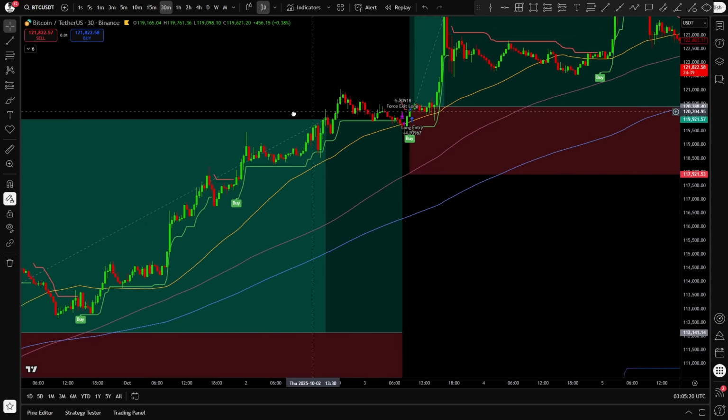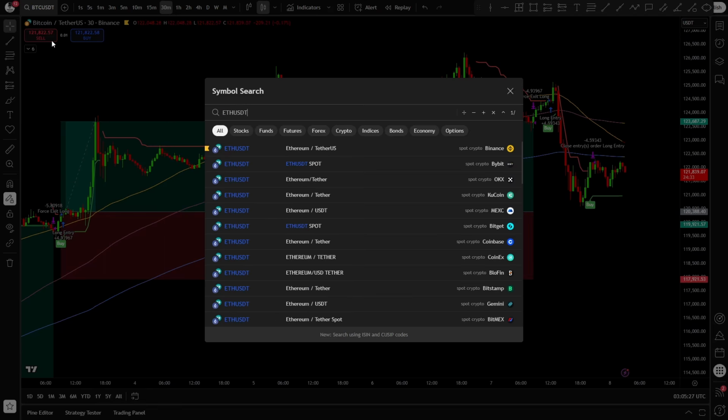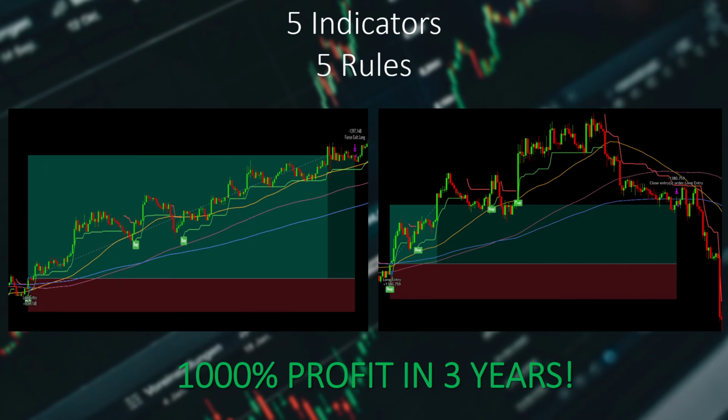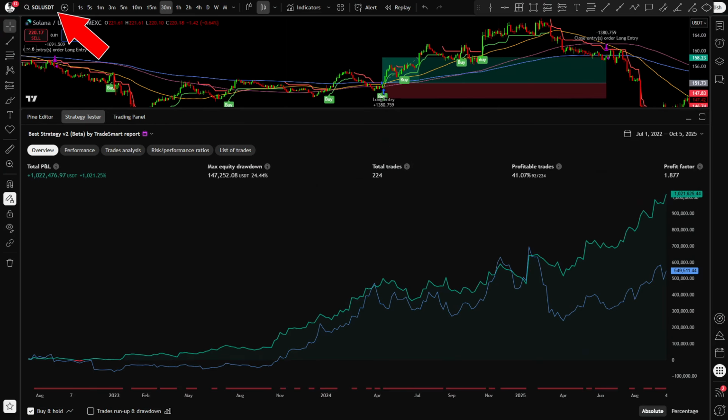When I showcase a crypto strategy, it is usually for Bitcoin or Ethereum, as those are the most traded assets. But this time I bring you a simple yet highly profitable strategy for the Solana 30-minute chart. This strategy performs extremely well and outperforms buy and hold easily.